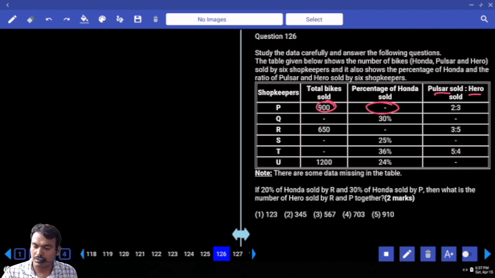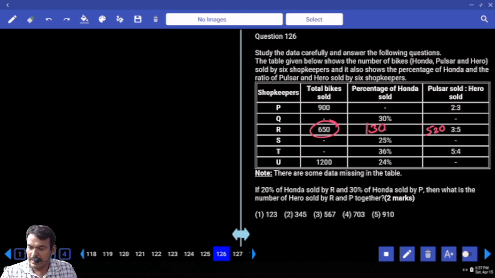What is the first question? 20% of the Honda sold by R, 30% of Honda sold by P. Then what is the number of Hero sold by R and P together? Okay. First, in R, what is the total? 650. In that, how much percent? 20%. What is the 20% of 650? 130. What is the remaining value? 520.